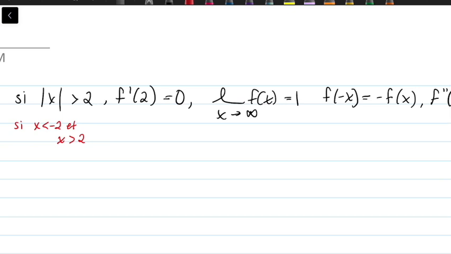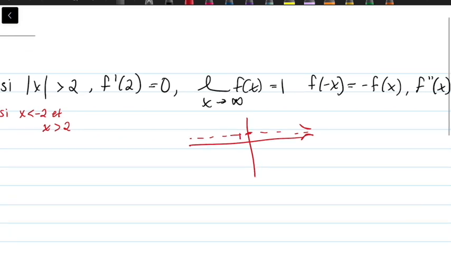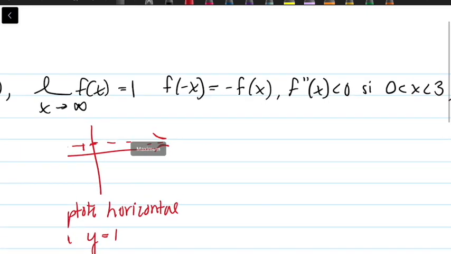Here, la limite de f de x lorsque x tend vers l'infini égale à 1. So what that means is when x goes towards infini, which could be this way or this way, ça tend vers 1. So that means il y a une asymptote horizontale à y est égal à 1. So that's the asymptote horizontale.